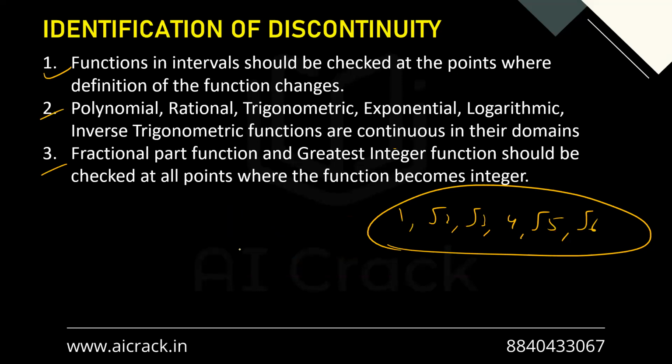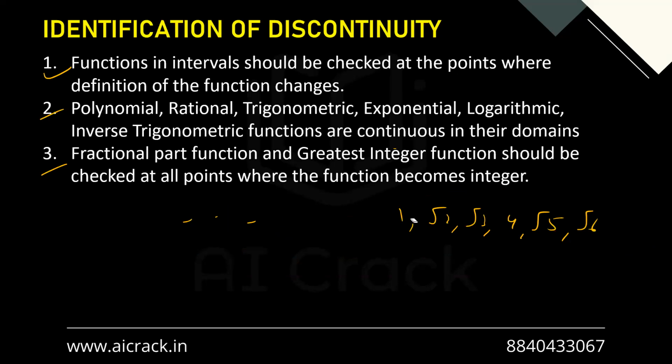Let's say we have a complicated function over here. Let's say x square plus sine x plus cos x. Let's say we have this function inside GIF. So we have to see at what points this entire function is becoming integer. So at all those points, we are going to check the continuity of this function. Okay, so these are just certain thumb rules to make your life easier for checking the discontinuity points.